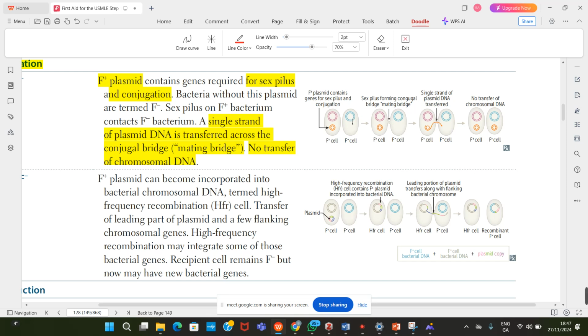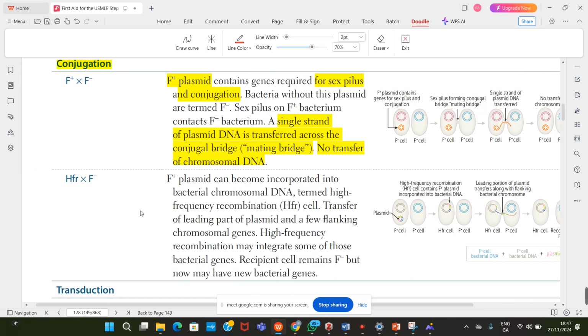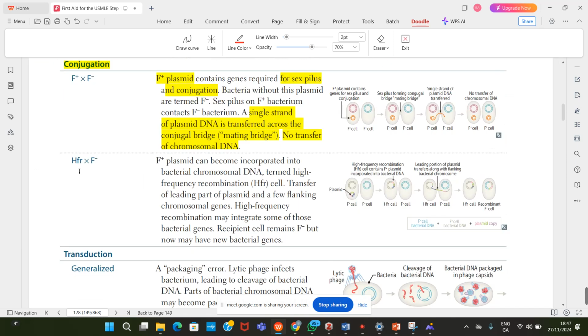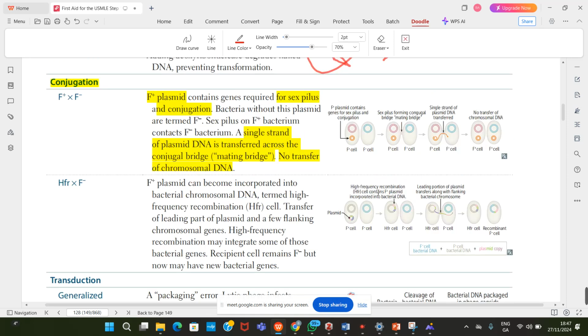Now, it means that if this bacteria wants to transfer its chromosomal DNA information, it needs to undergo something else. And that is where this interaction comes in: the high frequency recombination cell combining with the F negative cell. What the high frequency recombination cell is about is that this F positive cell has decided that it doesn't want to transmit the plasmid. The information it wants to give this cell is in its bacterial chromosome.